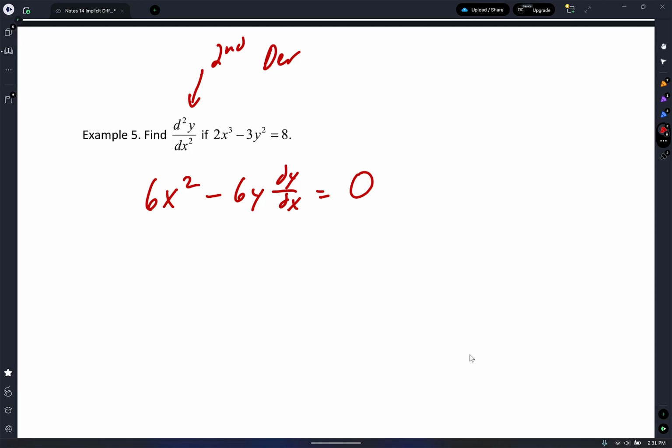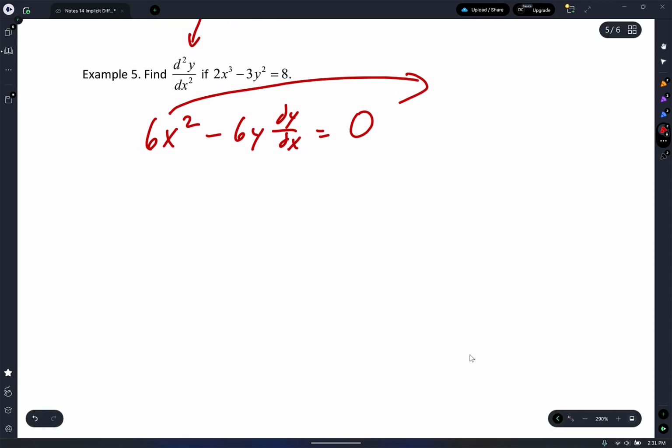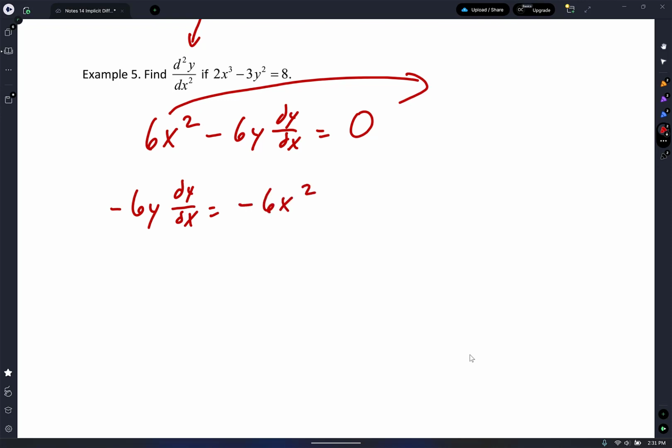I usually like to move everything to the right, but I guess you could also move the 6y dy dx to the right and turn it on positive. It's going to be positive anyways. Negative 6y dy dx equals negative 6x squared. And then I'm going to divide by negative 6y. So the negatives are going to cancel out. And I'm going to have x squared over y.